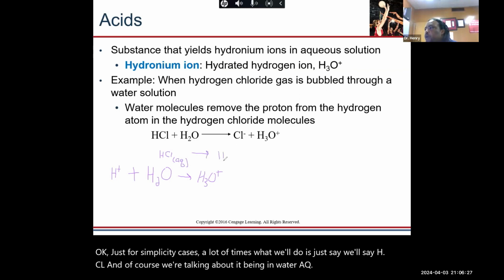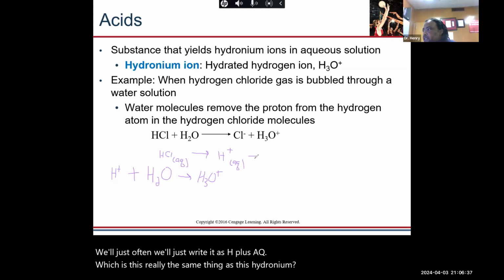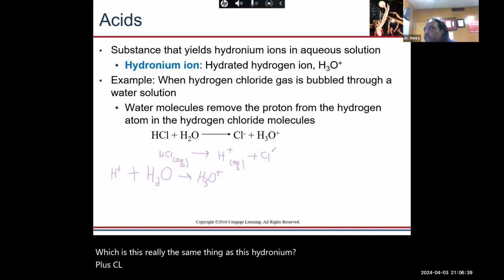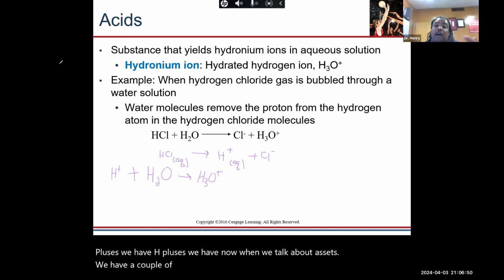We'll just write it as H+(aq), which is really the same thing as hydronium plus Cl minus, so that we can keep track of how many H pluses we have. Now, when we talk about acids, we have a couple of strong acids or common acids, and I'll show you the common acids here in a second.